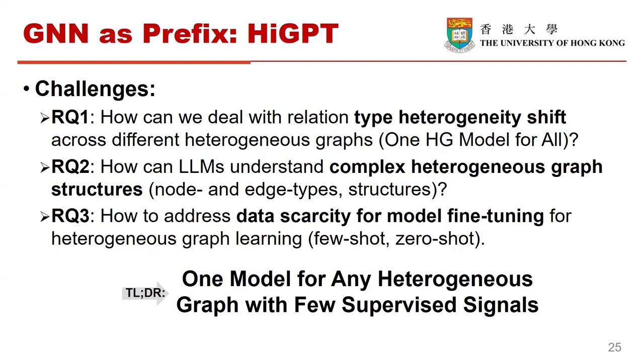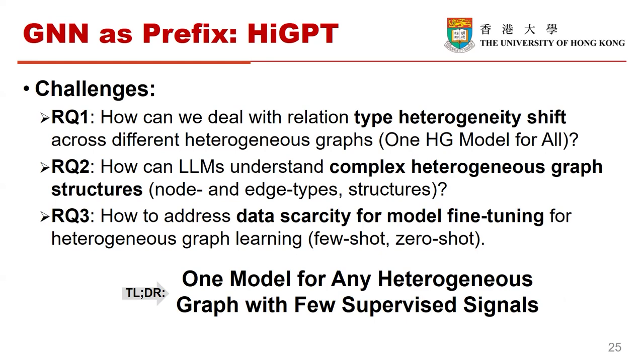And the second question is, how can the LLM understand complex heterogeneous graph structures? Because we should let the LLM be aware of the node and edge types, and also aware of the heterogeneous graph structures. So intuitively, it is more difficult than the homogeneous graph.